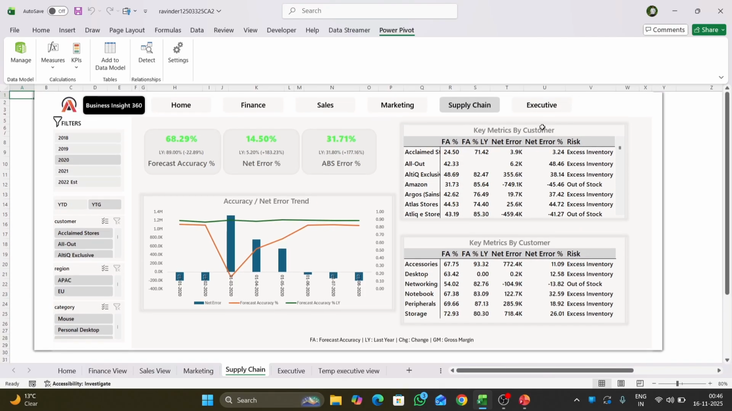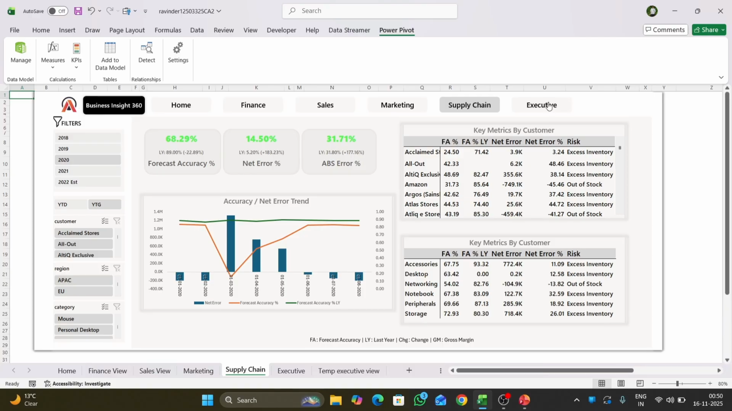After that, we have monthly accuracy with net error trends. This line and bar chart shows how forecast accuracy and error fluctuate every month. Then we have customer level supply chain metrics here. Each customer is evaluated for forecast accuracy percentage, net error, and inventory risk. We have excess and out of stock, two types of category here. In the last, we have category level forecasting. This table shows the breakdown of forecast accuracy and error by product category to understand volatility.